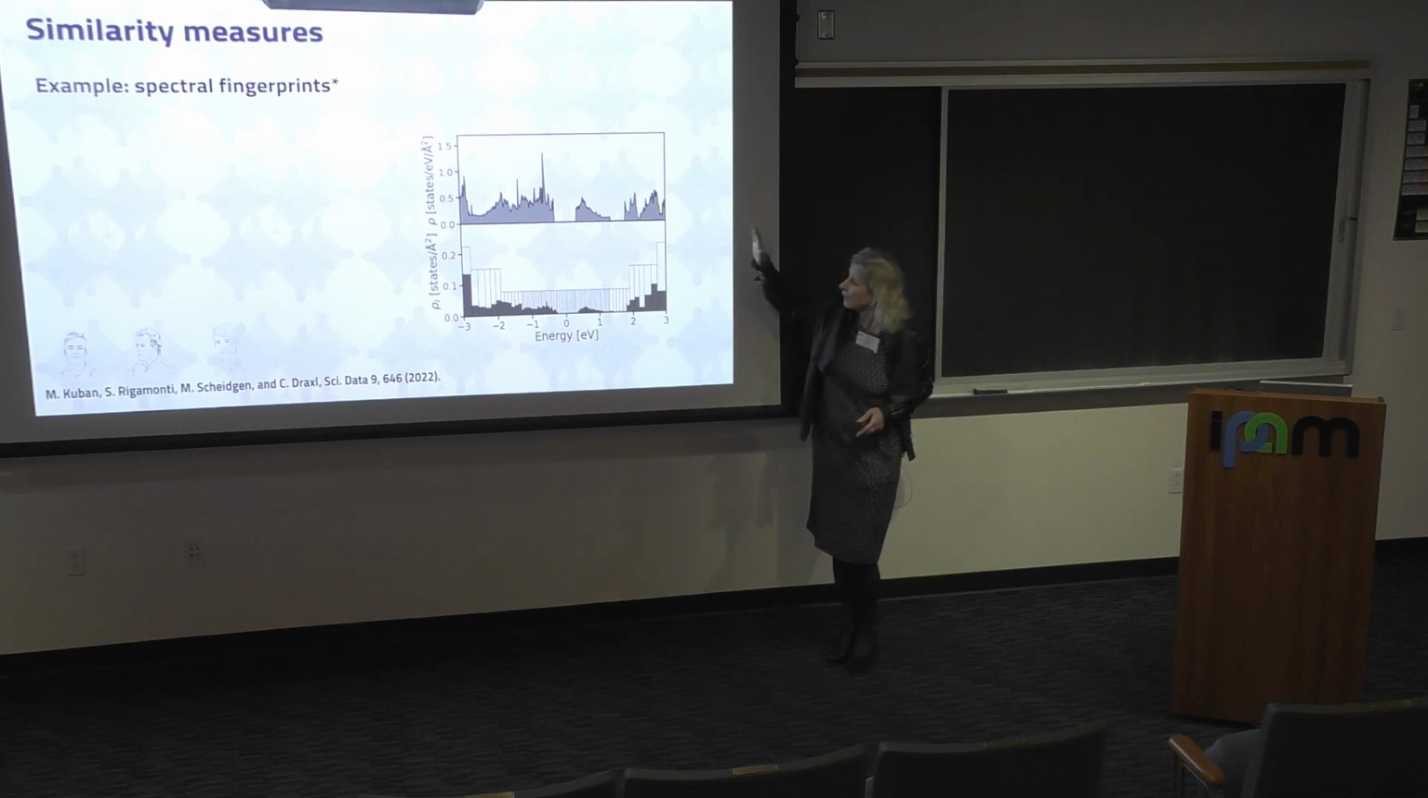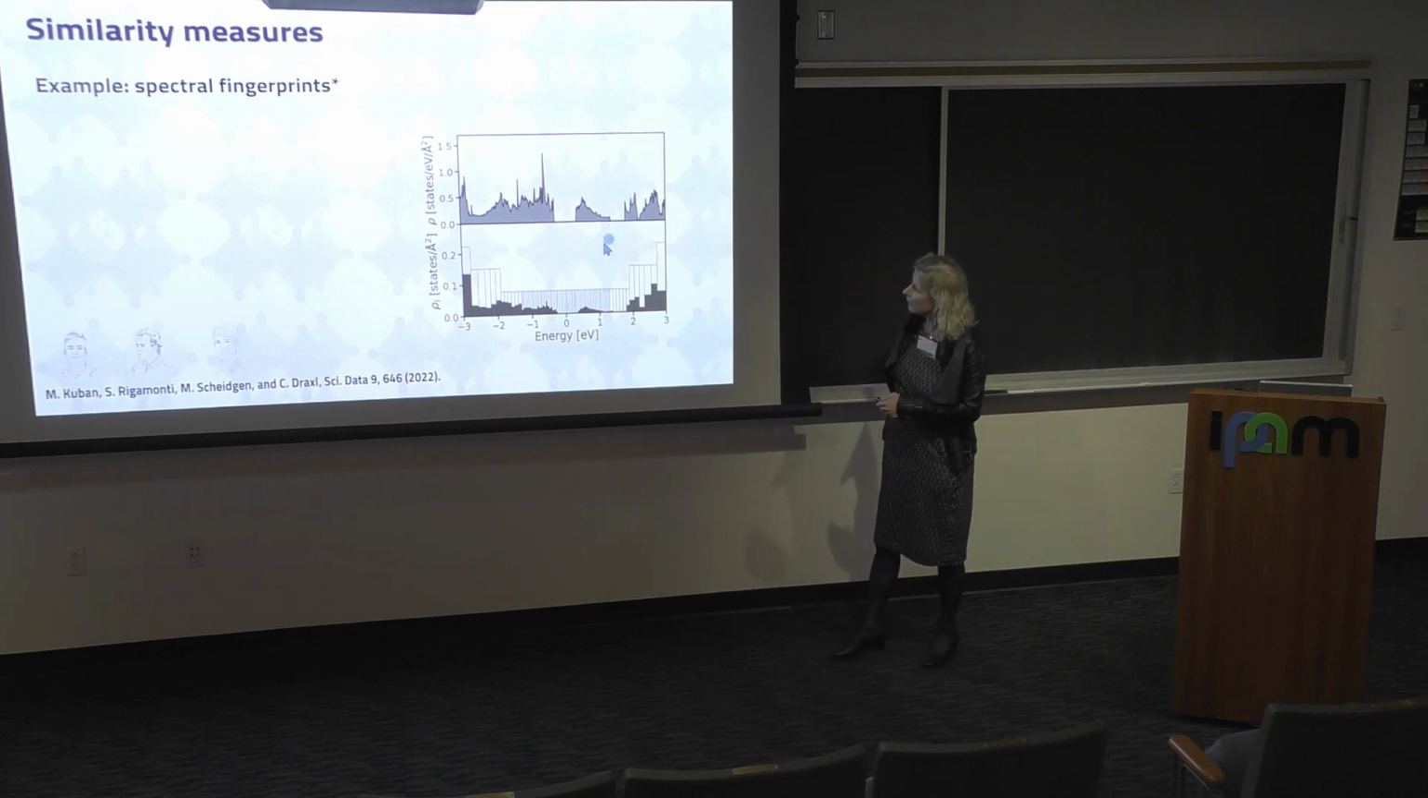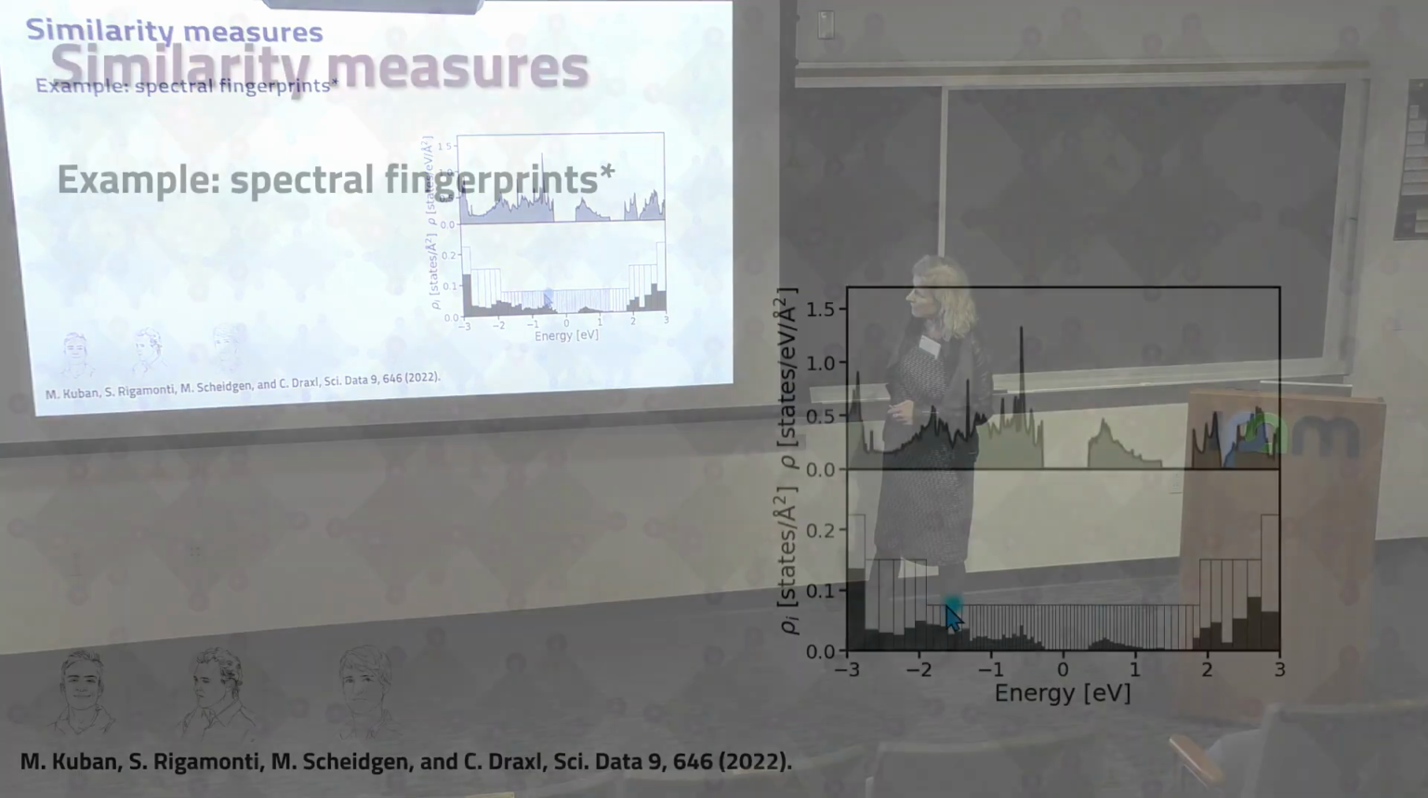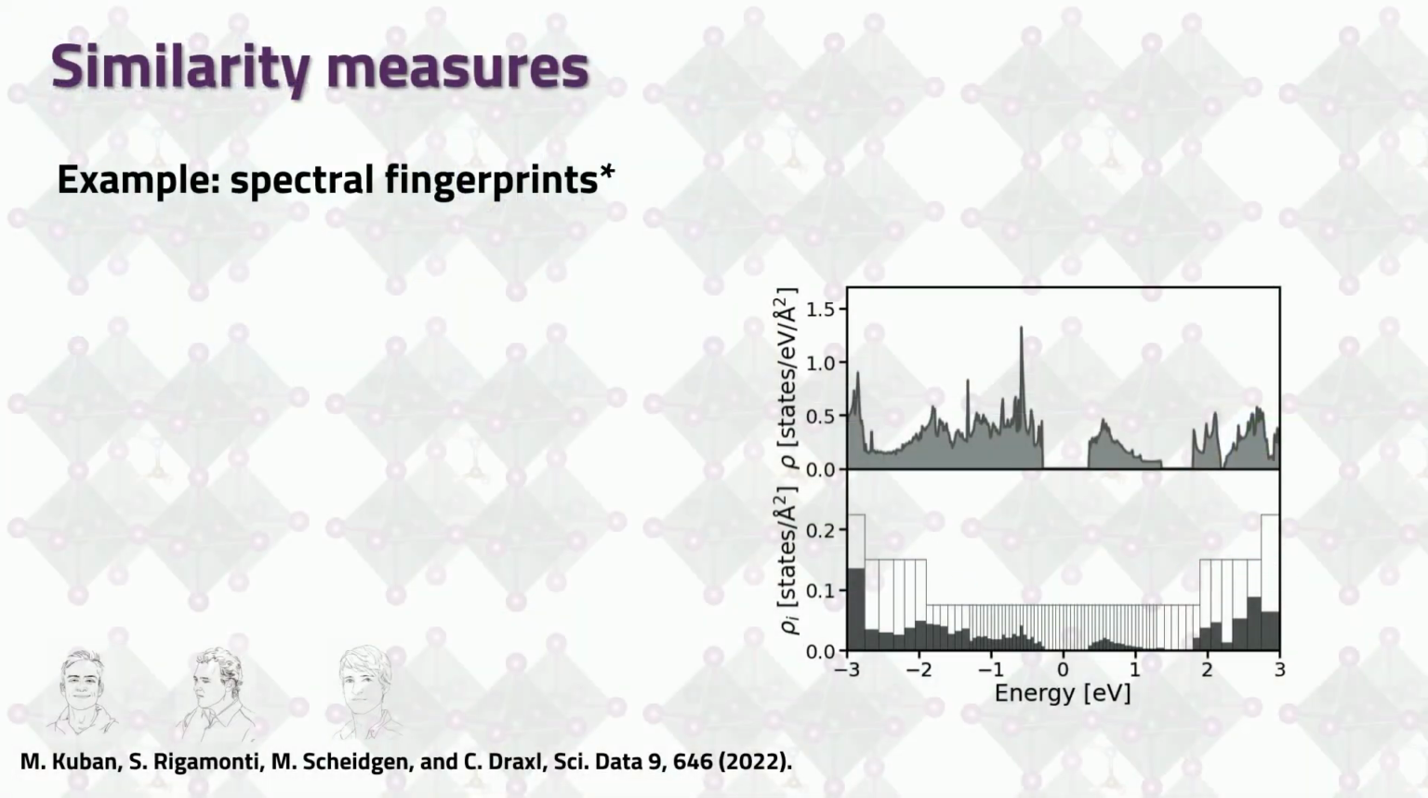We have done this, right? So you have a density of states, which spans a certain energy range. You divide this energy range into different intervals. Then you integrate the density of states within each interval. This gives you a number per interval.